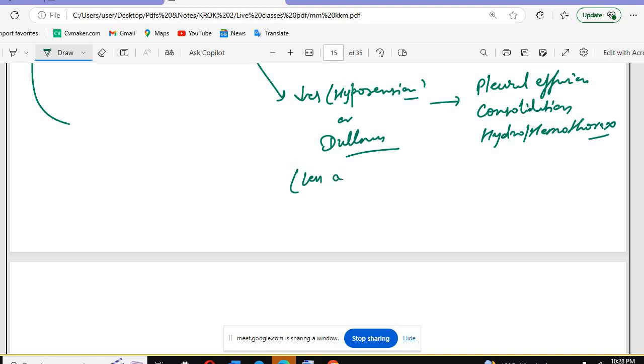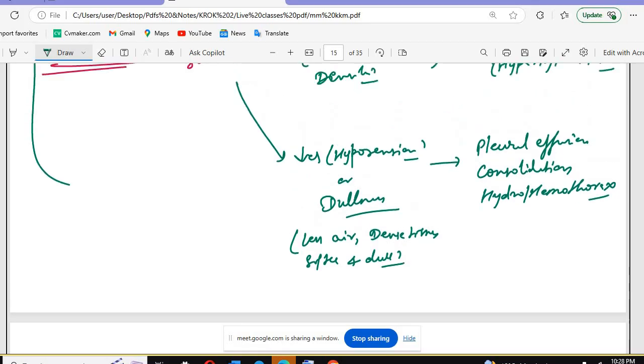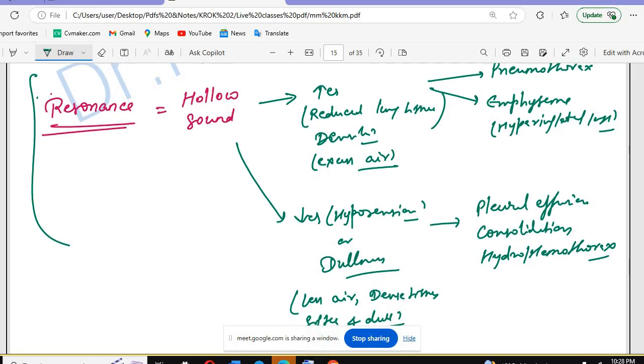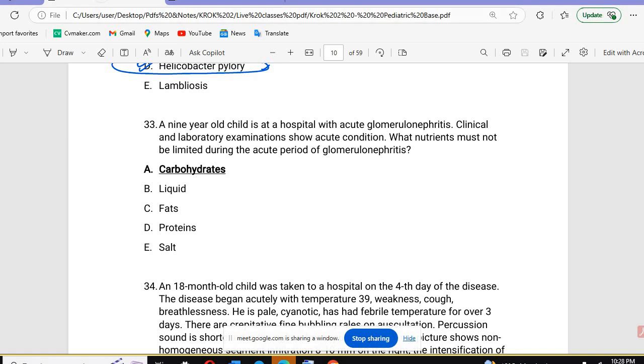Hyporesonance basically means less air, dense tissue, softer and dull. Hyperresonance you can remember as reduced lung tissue density along with excess air. Now you will not miss any of these questions. Is everything clear until now?